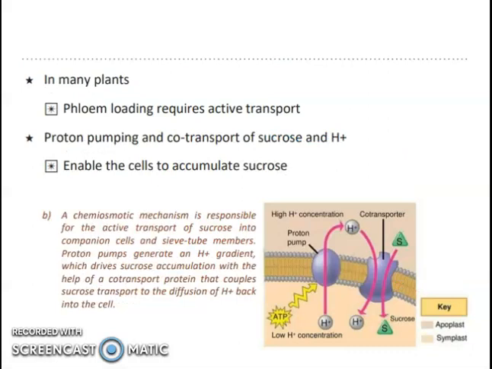In the form of ATP molecules and two protein molecules embedded in the cell membrane of the plant cell, called the proton pump protein and the co-transport protein, these help the plant cell transport hydrogen ions and sucrose molecules. This mechanism enables the plant cell to accumulate sucrose molecules in the cell and inside the companion cell as well.